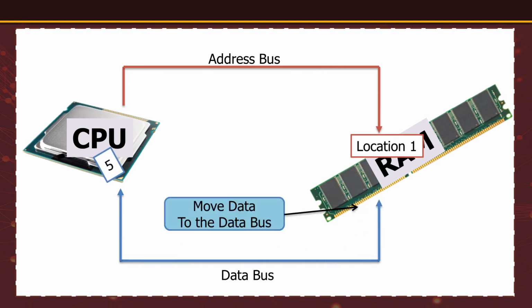Okay. Notice that the CPU, when connecting to the data bus, has arrows both ways. This is because it's bidirectional, which means the RAM can send data and instructions to the CPU, and the CPU can send data and instructions back to the RAM. So for example, at a later date, if we decide to overwrite this number 5, we could send a new value back and overwrite location 1.